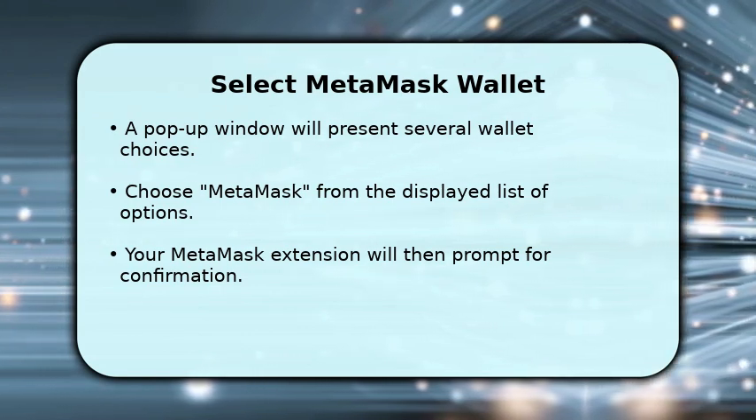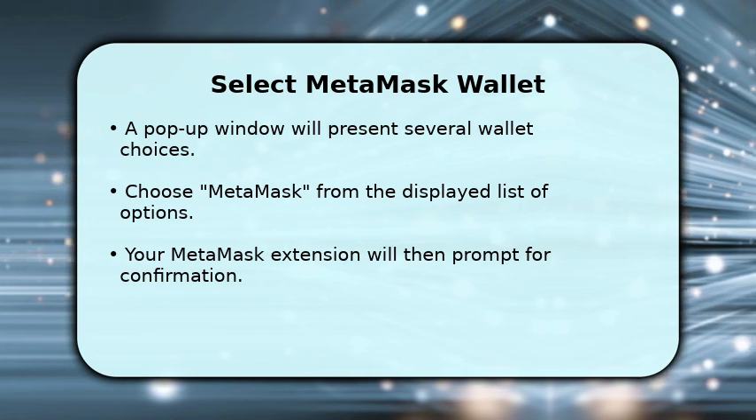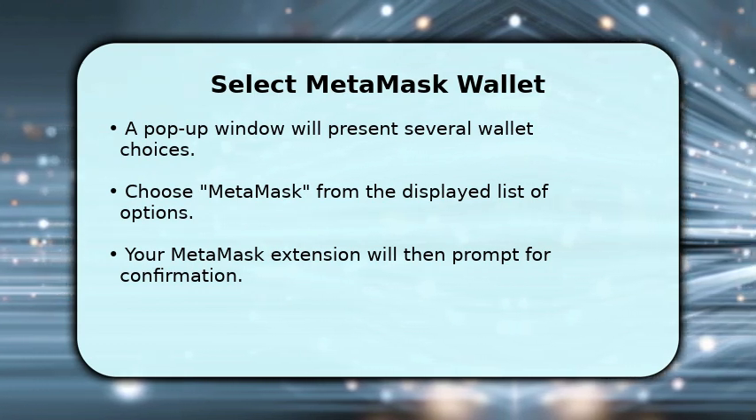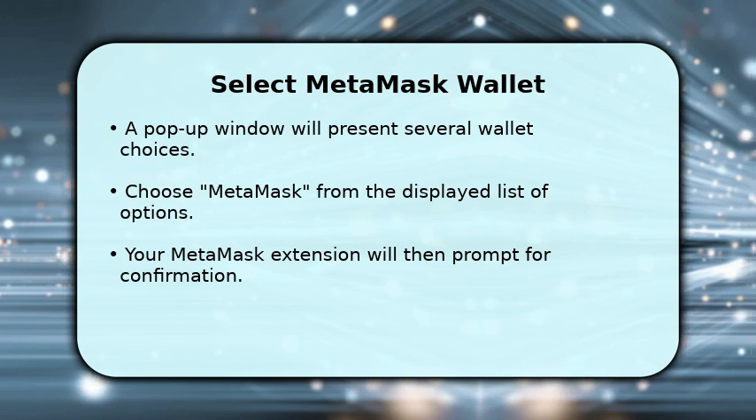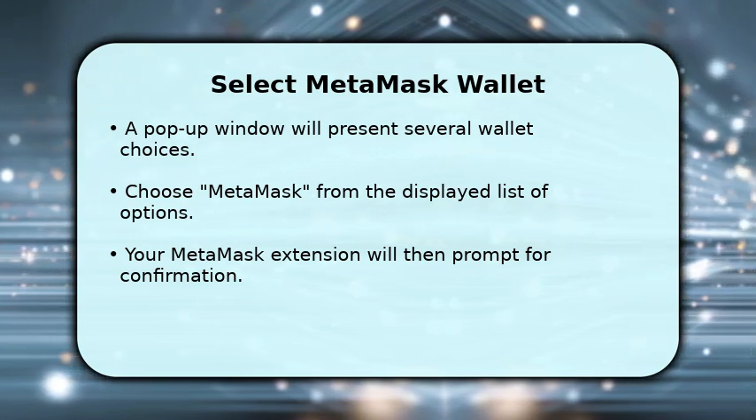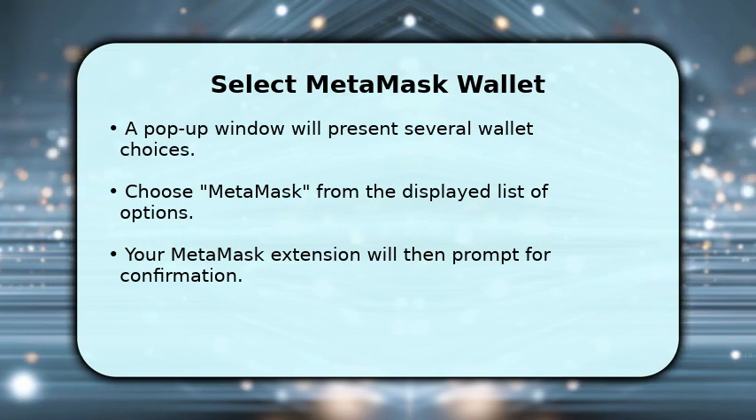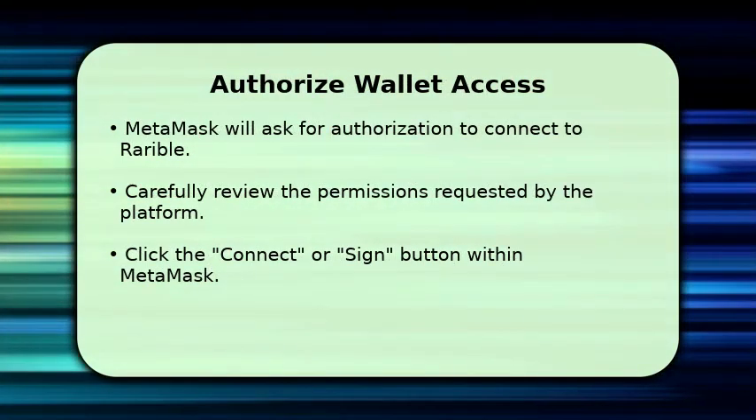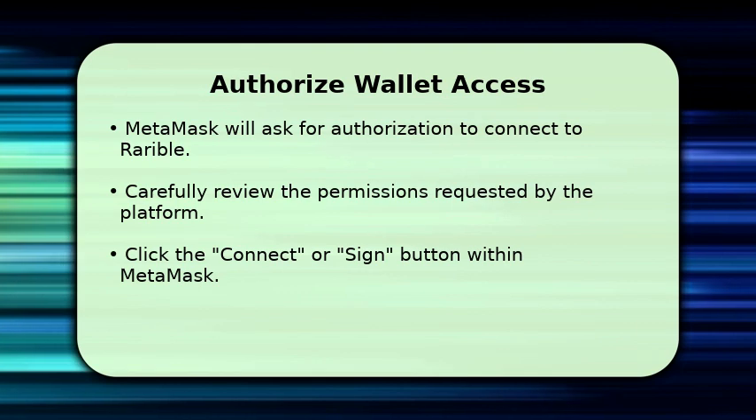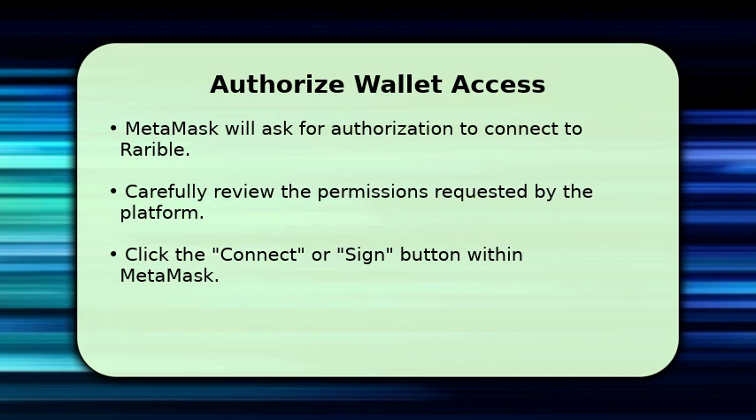Immediately following this selection, your MetaMask browser extension will activate, displaying a prompt that requires your attention. This prompt asks for your explicit permission to proceed with the connection. Upon receiving the prompt from your MetaMask extension, it is important to carefully review the details presented. MetaMask will clearly state that Rarible is requesting permission to connect to your wallet. Take a moment to understand the access being requested.